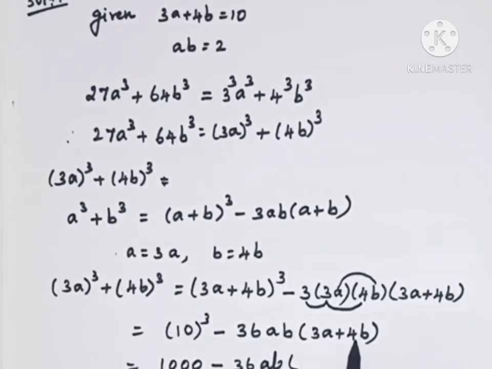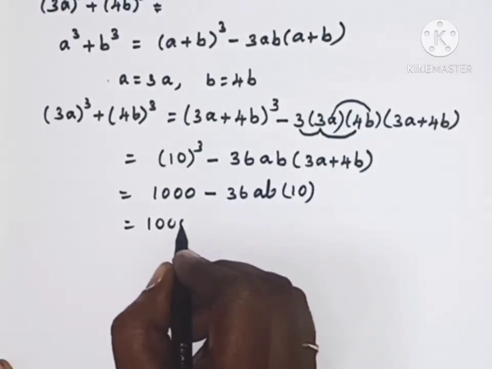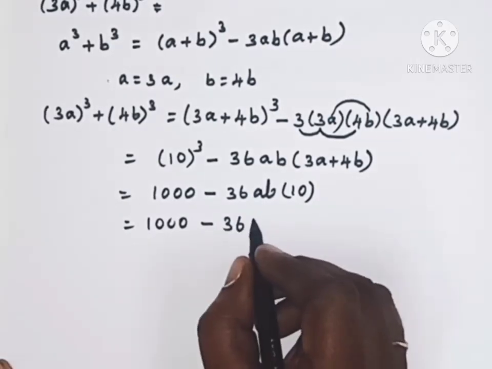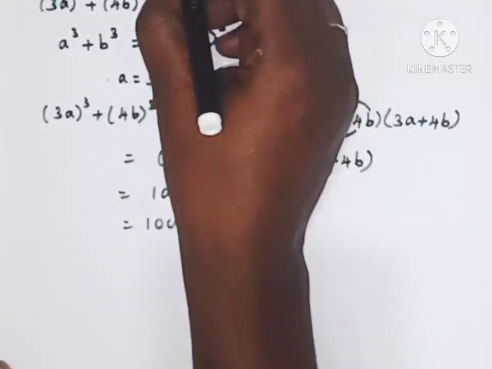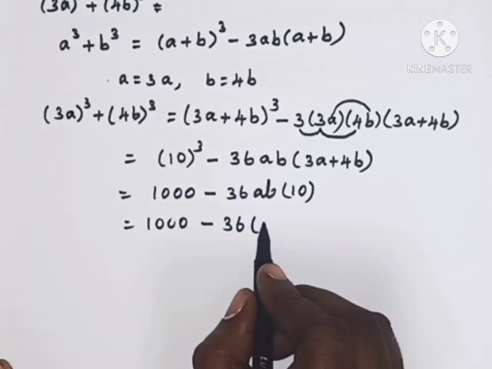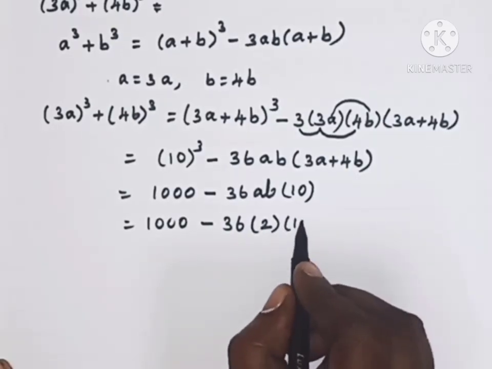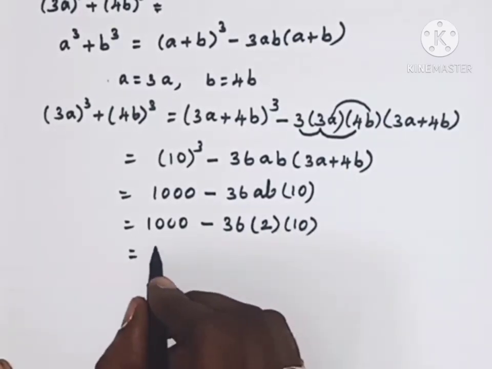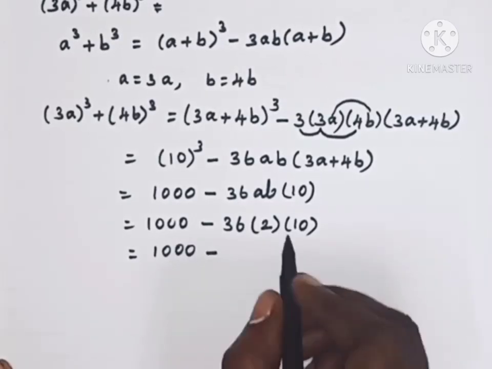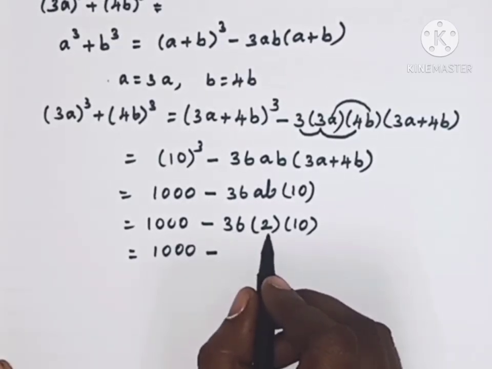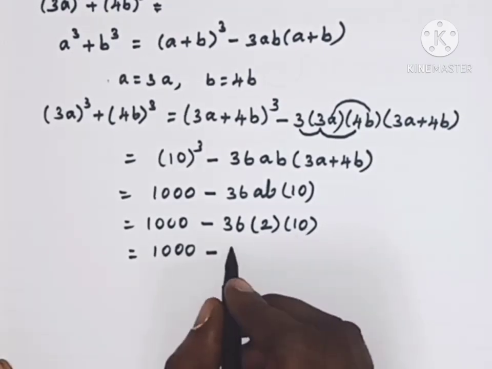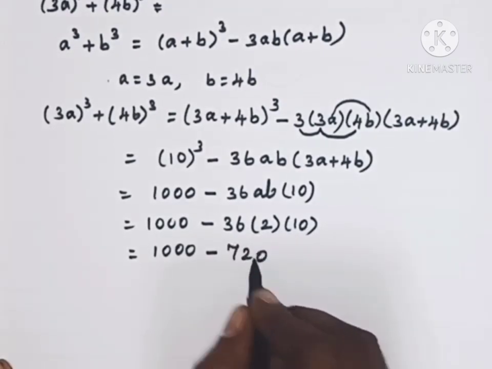into 3a plus 4b. The value of 3a plus 4b is 10 again, which is equal to 1000 minus 36 into the value of ab given in the sum. The value of ab is 2 and this 10, which is equal to 1000 minus 36 into 2 is 72. 72 into 10 is 720.